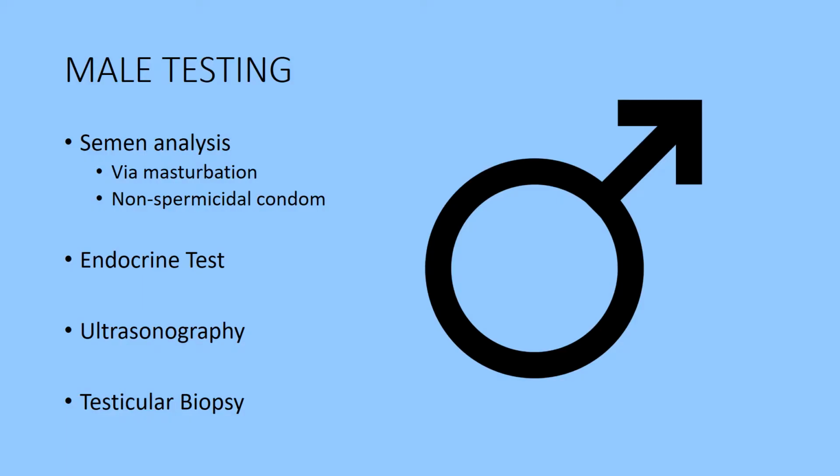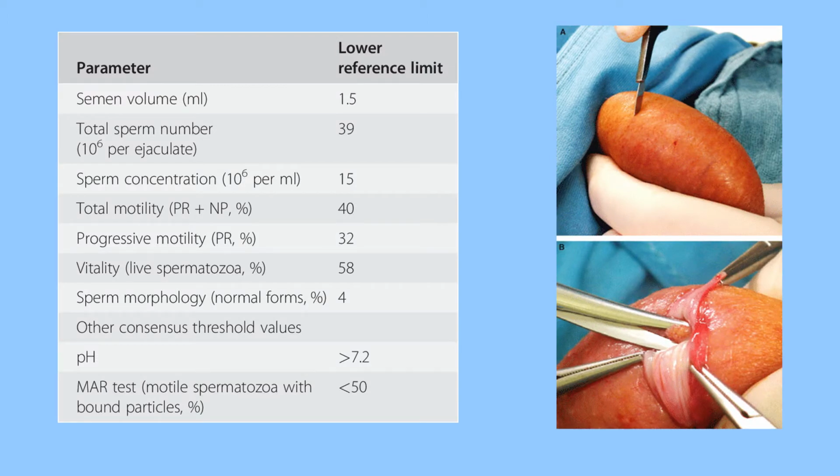So for male testing, the first one they will do is a semen analysis. The semen is best collected by masturbation, but it can also be collected through a non-spermicidal condom. They can also do an endocrine test. This determines if the hormonal stimulation that is necessary for sperm formation is present or not. An ultrasound can be done. This just helps to identify any anatomical abnormalities. And then the more invasive procedure would be a testicular biopsy, and this just gets a sample of testicular tissue for analysis.